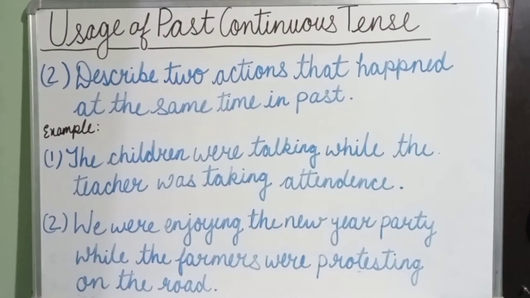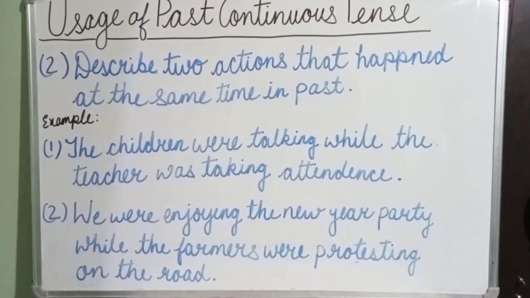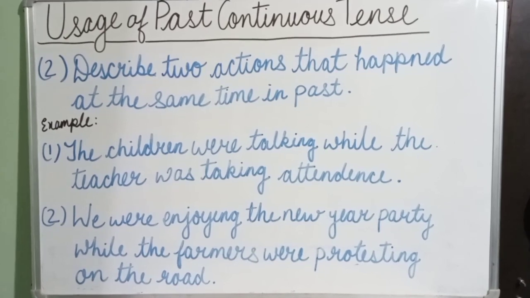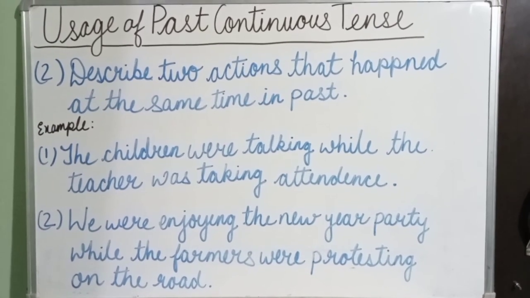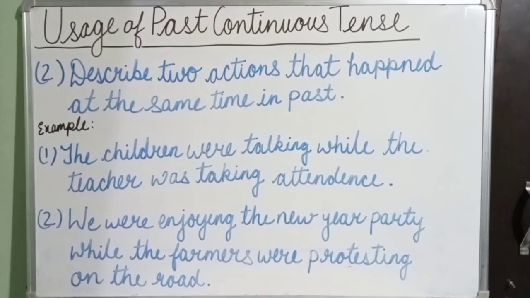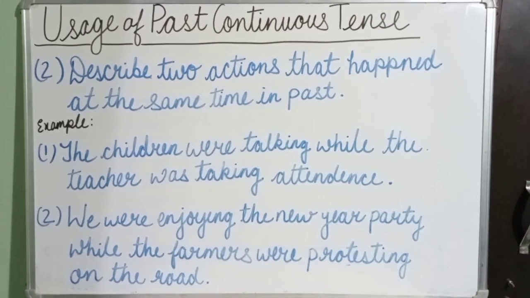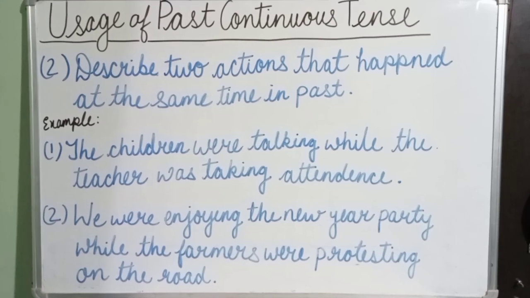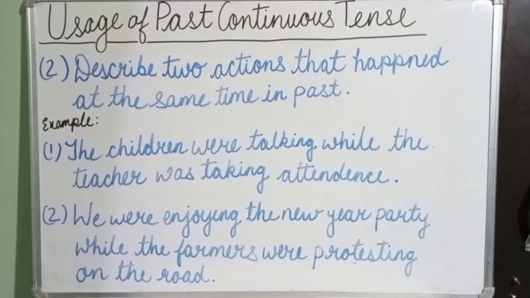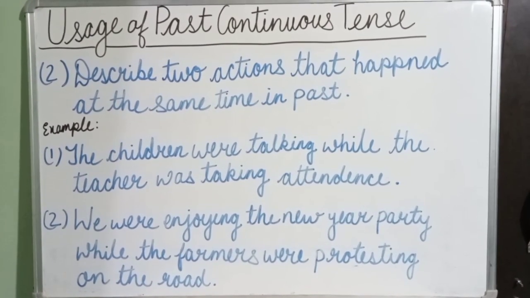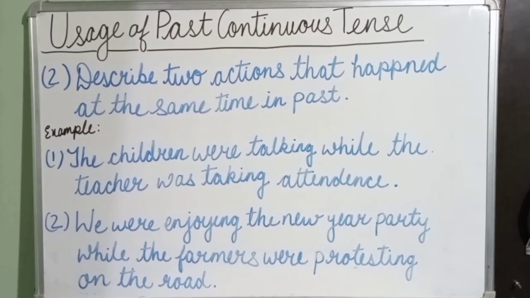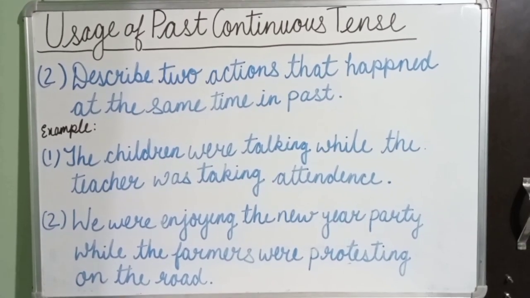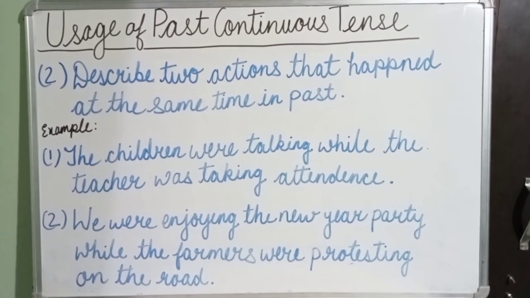Number 2. It describes two actions that happened at the same time in past. For example, the children were talking while the teacher was taking attendance. Number 2. We were enjoying the New Year party while the farmers were protesting on the road.